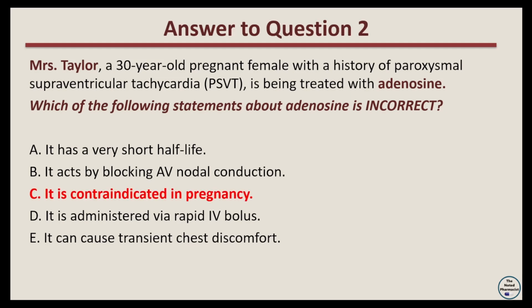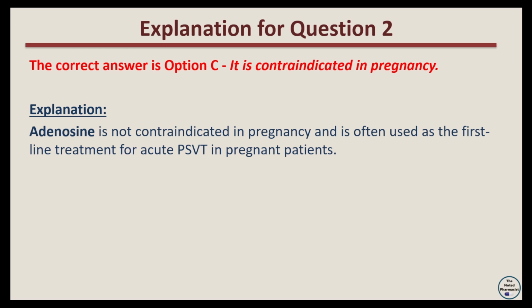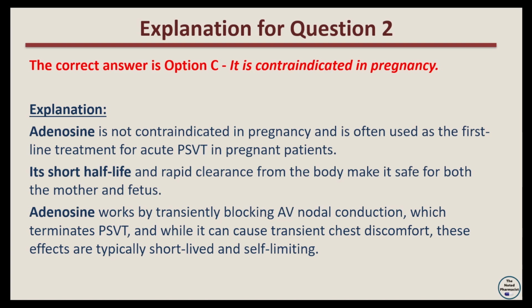The correct answer is option C, it is contraindicated in pregnancy. The explanation is that adenosine is not contraindicated in pregnancy and is often used as the first-line treatment for acute PSVT in pregnant patients. Its short half-life and rapid clearance from the body make it safe for both the mother and fetus. Adenosine works by transiently blocking AV nodal conduction, which terminates PSVT, and while it can cause transient chest discomfort, these effects are typically short-lived and self-limiting.